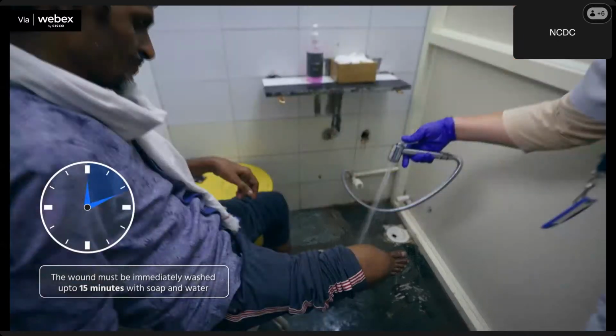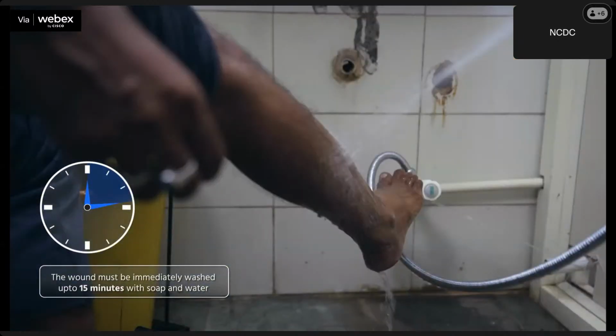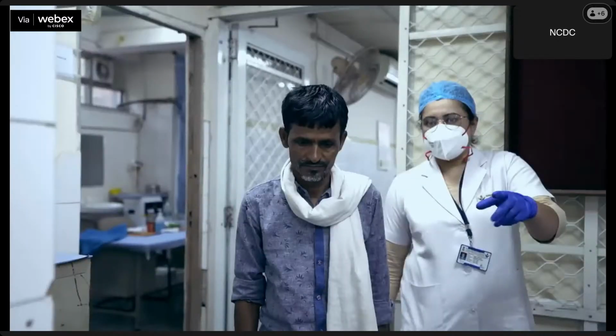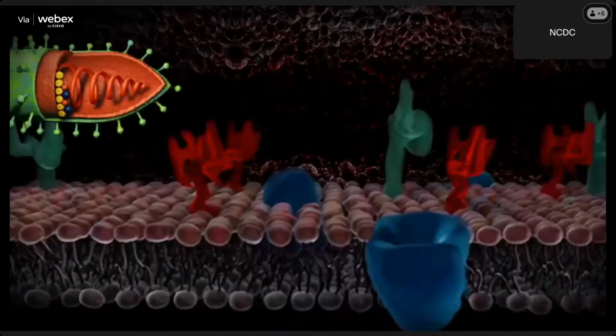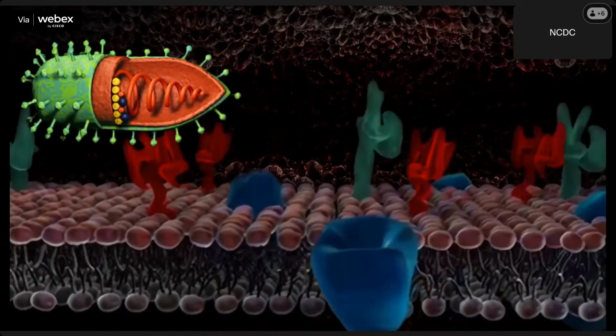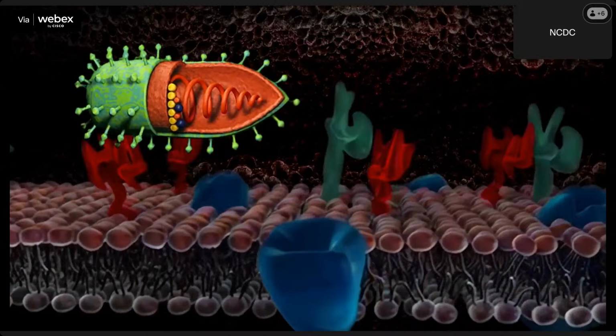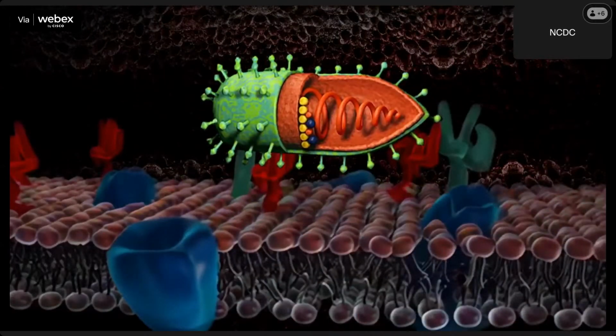In case the victim reports late, the victim should not be deprived of benefits of wound management as long as the wound is unhealed. Disinfectants such as Povidone iodine or antiseptic with virucidal activity should be applied. RABV enters the human body by a bite or scratch, so it's critical to get as much saliva and the virus out of the wounds as soon as possible. Ensure not to cause further damage while washing the wound.